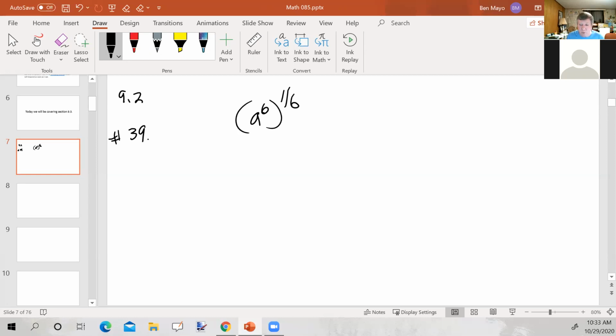Now, the general rule is when you have a power raised to a power, you multiply the exponents. Well, 6 times 1/6 would be 6/6, which is 1, and a to the 1 power is just plain old a. However, we're taking an even root, and we're told that the variable could be any real number. So the thing that was lacking on the answer is absolute value bars. So there you go. Now you know.